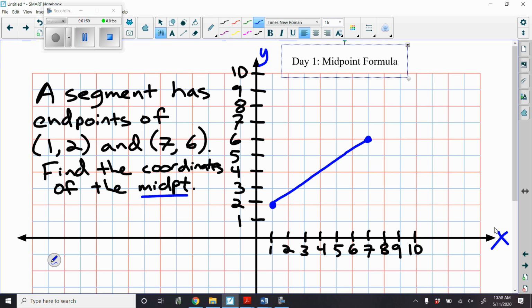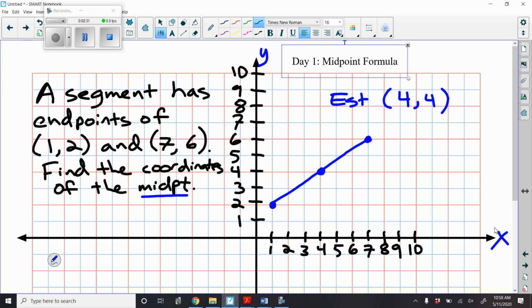So when I take a look at this, if I want to look for the midpoint, I want to look somewhere as close to perfectly in the middle as I can find. I would identify right in the middle, looks like it'd be right about here. So my estimate would be the point (4, 4). And in fact, that will end up being the midpoint. We're going to talk about how we find that.